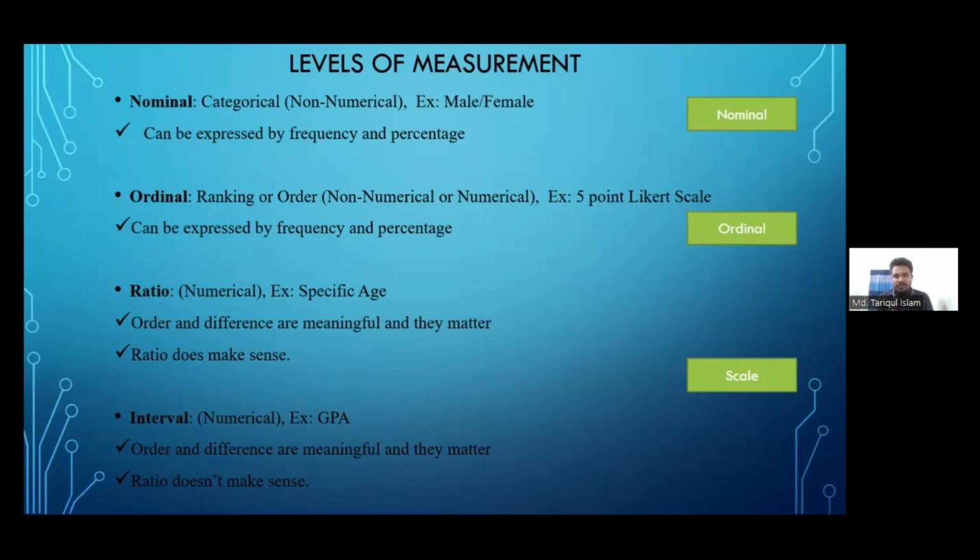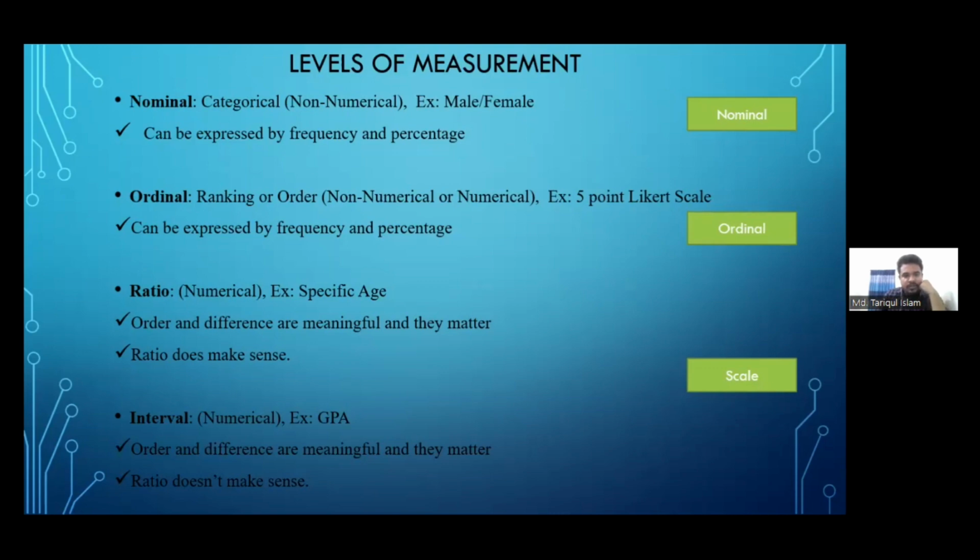And apart from that, for example, any sort of ranking like rich, middle class and poor is also a ranking, but that ranking doesn't give you any specific view. Those can also be expressed by frequency and percentage, and you can compute the mean, median, mode, and standard deviation of these values as well.